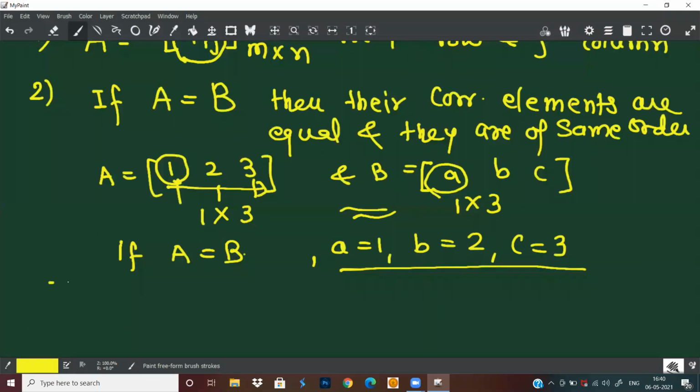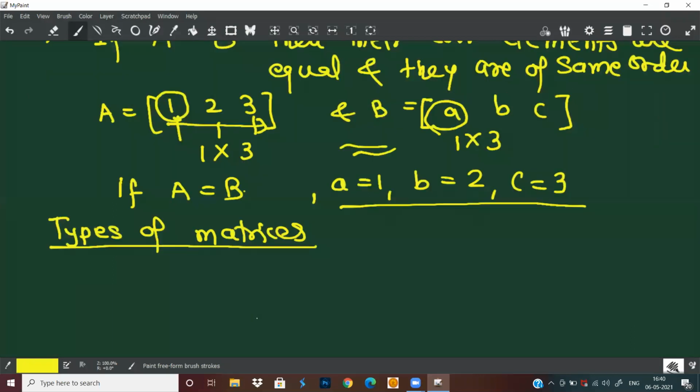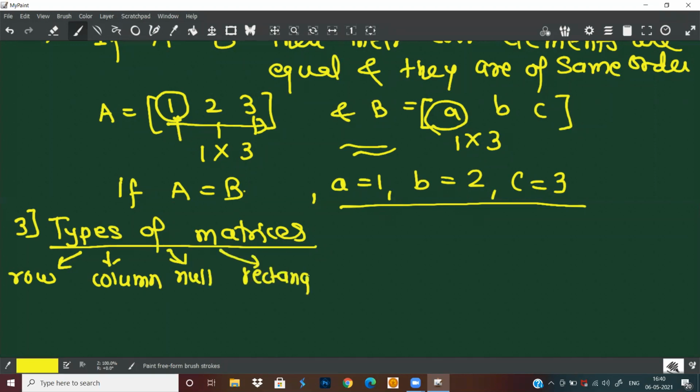Then comes types of matrices. This is my third point. Now the first type is a row matrix. Second is a column matrix. Third is a null matrix. Fourth is a rectangular matrix. Fifth is a square matrix. अभी जिन्होंने ICSE में थे उन लोगों को तो ये रिवीजन है बस.